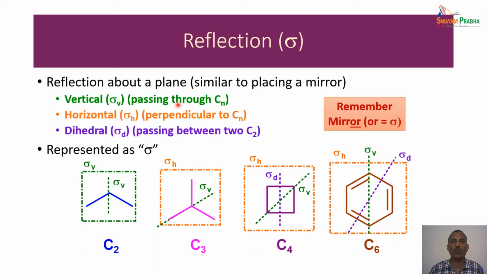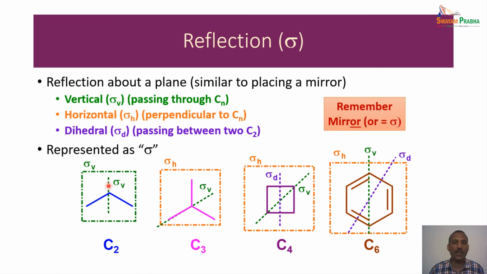We will look at them one by one now. The easiest way to remember is that if you look at the word mirror, the last 2 letters are written as OR. When you write them in a combined way, you write like this, sigma. So the sigma plane, that is the reflection, is based on the mirror. So you can remember it, and it is generally represented as sigma, as I showed.